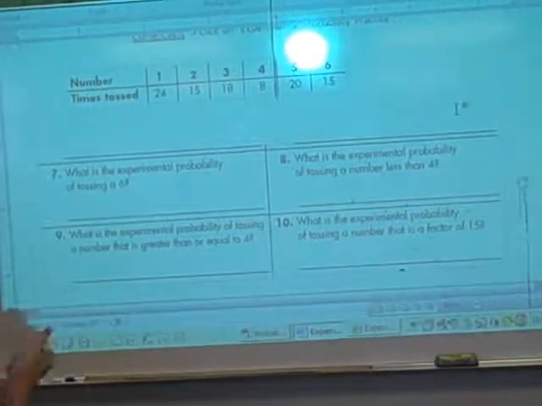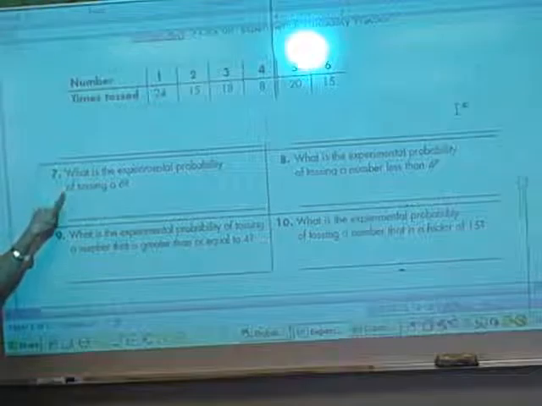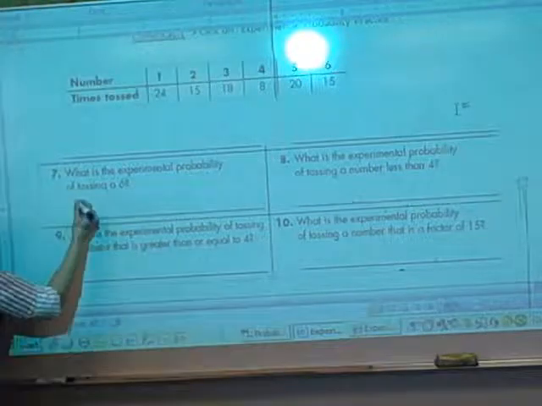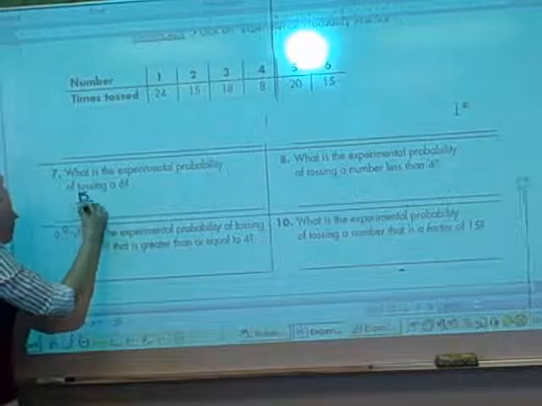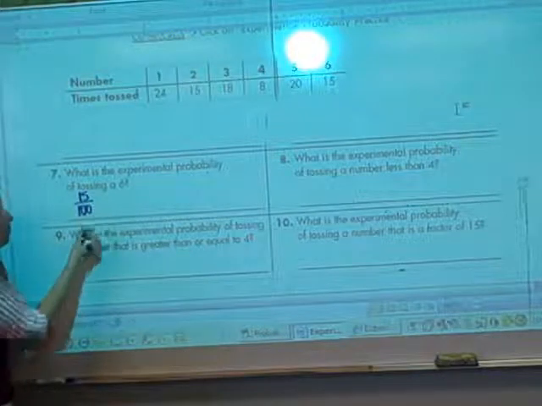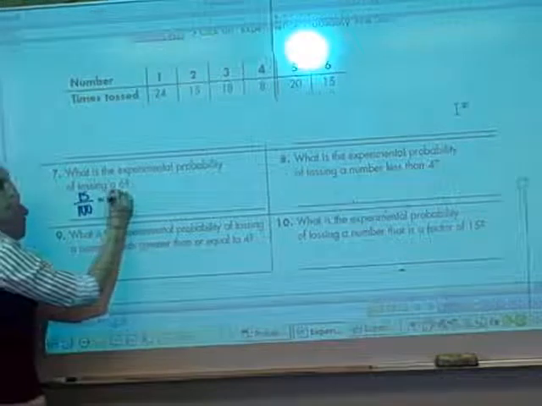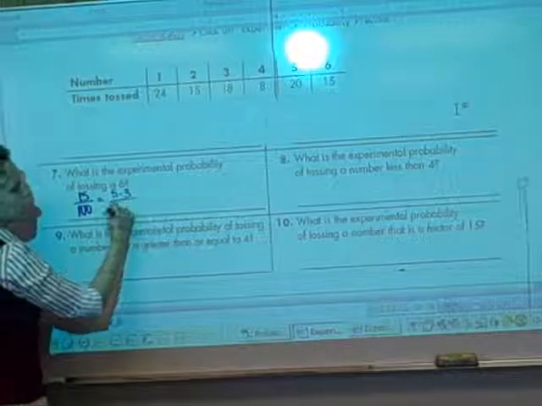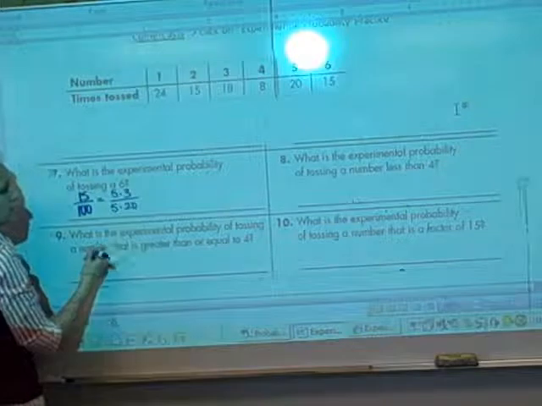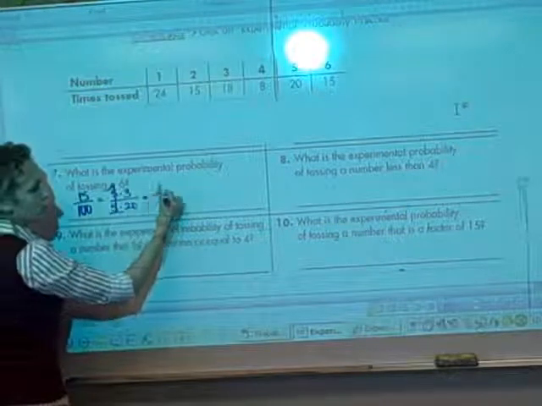Okay, let's take a look at the last 4 problems here. What is the experimental probability of tossing a 6? So that one will be 15 out of 100. These are all out of 100 because we rolled 100 times. These are both divisible by 5. So I'll write that one as 5 times 3, and I'll write this one as 5 times 20. 5 over 5 is 1. Leaves me with 3/20.